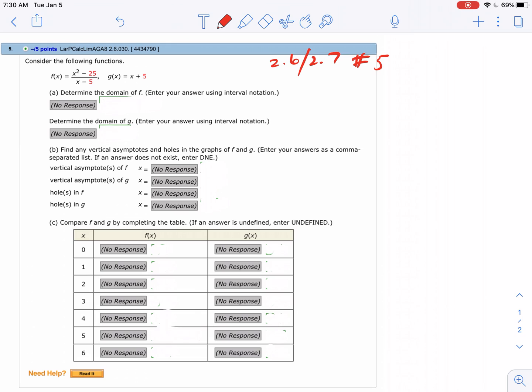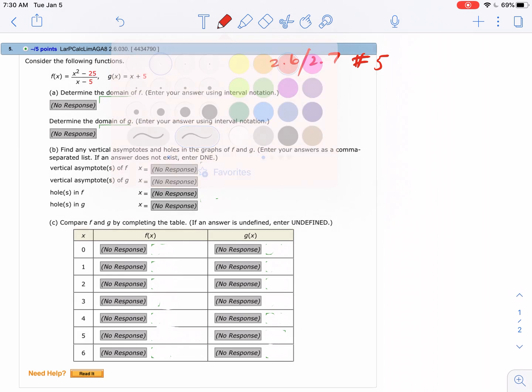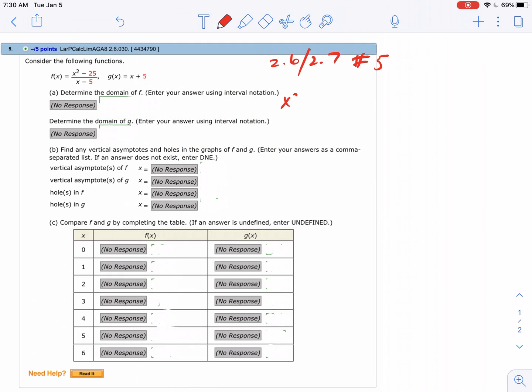If I was going to do the domain of f, I would want to take the bottom, which is x minus 5, and set that equal to 0. When you add 5 to both sides, I get x equals 5. So that tells me that that can't be used. It makes the bottom undefined. So you could go down here right away and say, oh, that's undefined. That's what they're asking you to type in if it's undefined. There's an error on your calculator at that point.